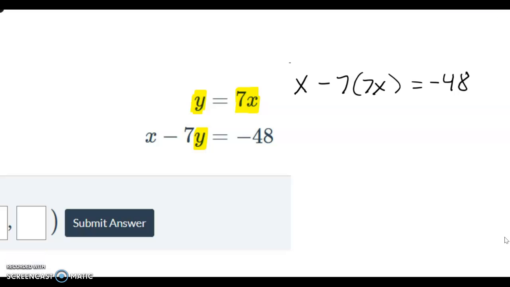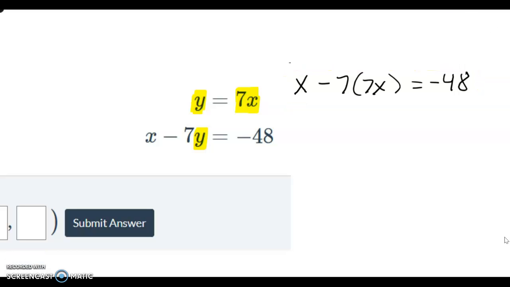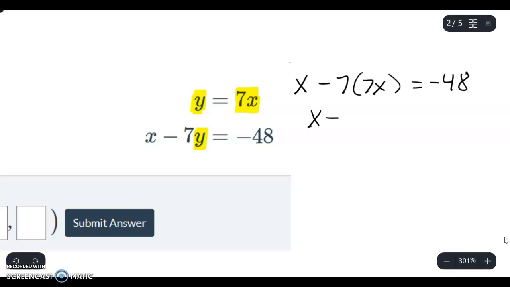Now the whole thing has nothing but x in it, so I can solve and get an actual number. So I'm going to distribute this negative 7 times 7x. A negative times a positive is negative, and 7 times 7 is 49. x is equal to negative 48.